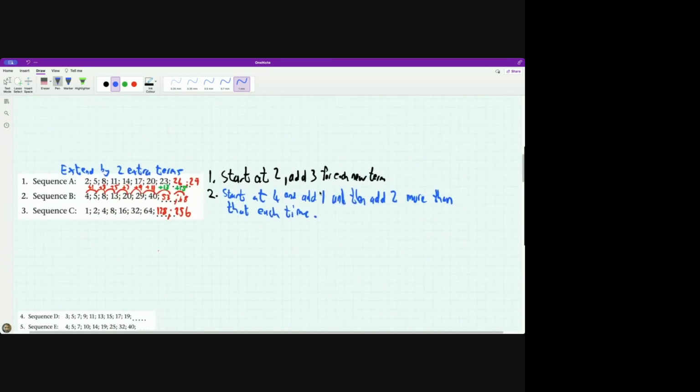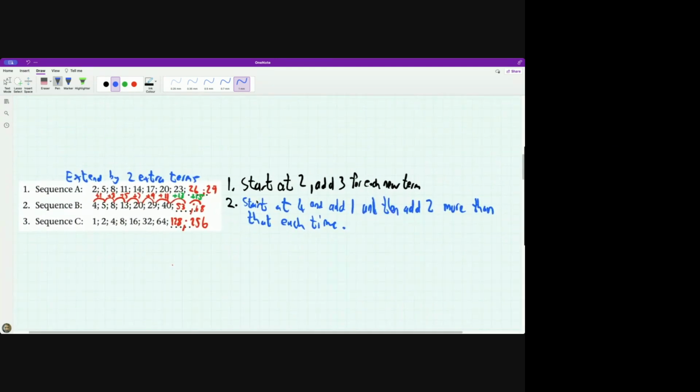Give me a thumbs up if you understand what I said with my words here. Start at 4, add 1, and then add 2 more than that each time. So I add 3, then I add 5, then I add 7. I mean, it's a long way to say it, but I think it does it.